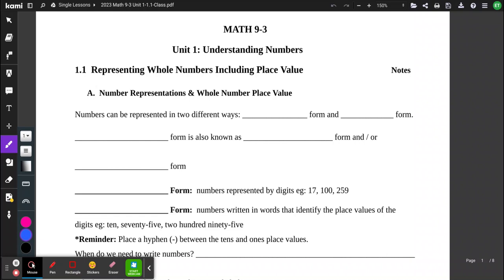Good morning and welcome to Math 9-3. This is Unit 1, Understanding Numbers. So we're talking about Lesson 1, representing whole numbers using place values.